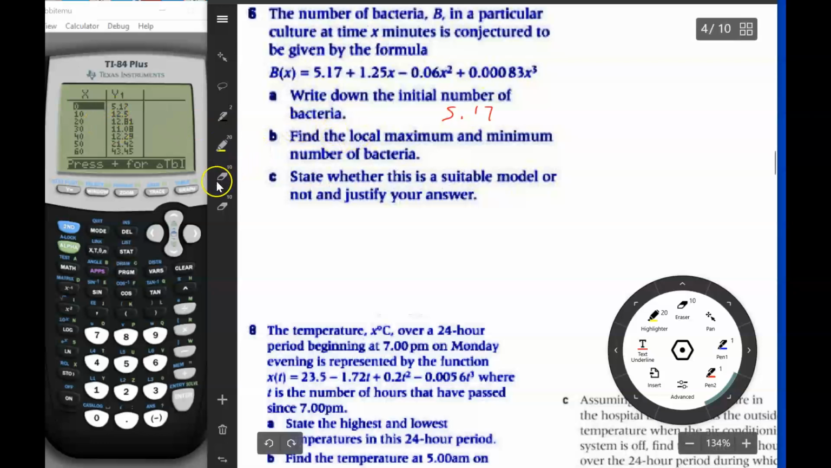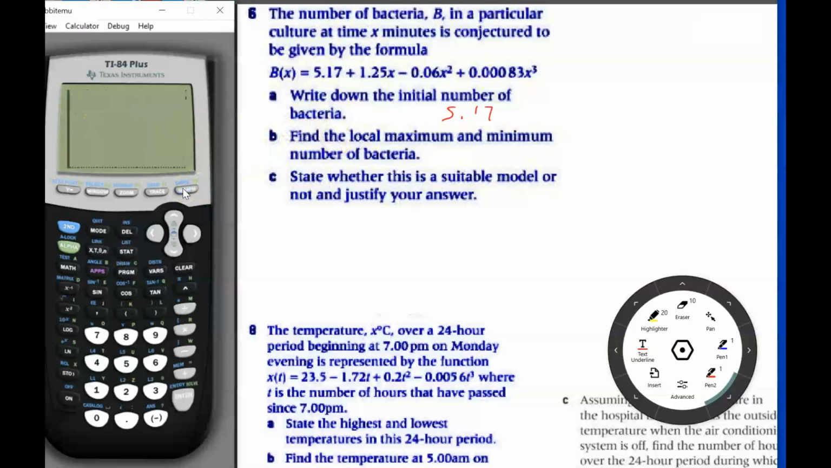Then it says to find the local maximum and minimum number of bacteria. For that, we're going to have to look at the graph and do second calc max and min. So we'll graph it. Oh, remember we did that last problem on the last page. Let's go back to Zoom Standard, which is how it is when the calculator is turned on. Negative 10 to 10, negative 10 to 10, and there is our function.